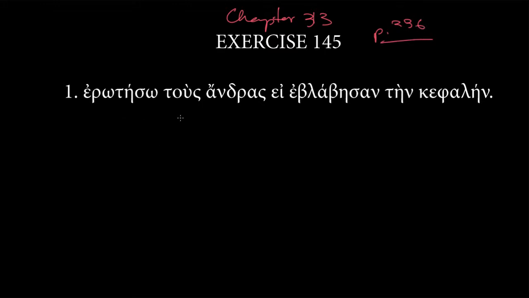So, erōtēsō tous andras ei eblabēsan tēn kephalēn. Because we have the personal ending here, and then erōtaō, a verb that we know. But then what tense is this? Well, with the sigma and the omega here, we've got a couple of options. Really, let's look at our principal parts, because the principal parts for erōtaō are actually a little bit more complex than normal. So we have erōtaō, let's give that one.